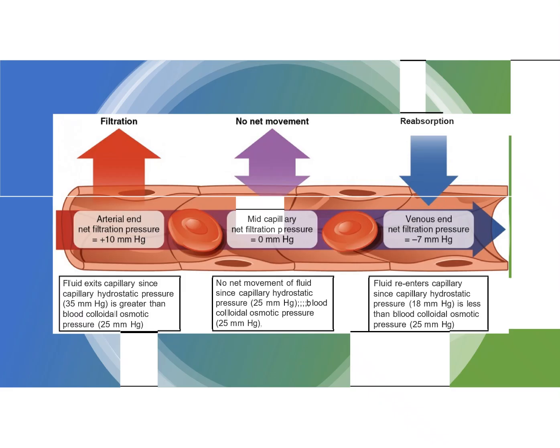At the arterial end, capillary hydrostatic pressure is high, about 35 millimeters of mercury. At the same time, blood colloid or oncotic osmotic pressure, which is driven mainly by albumin, is about 25 millimeters of mercury, or mmHg. So what wins? Hydrostatic pressure, of course, because the pushing force is greater than the pulling force. So 35 is greater than 25, therefore the fluid is pushed out of the capillary and into the surrounding tissue.